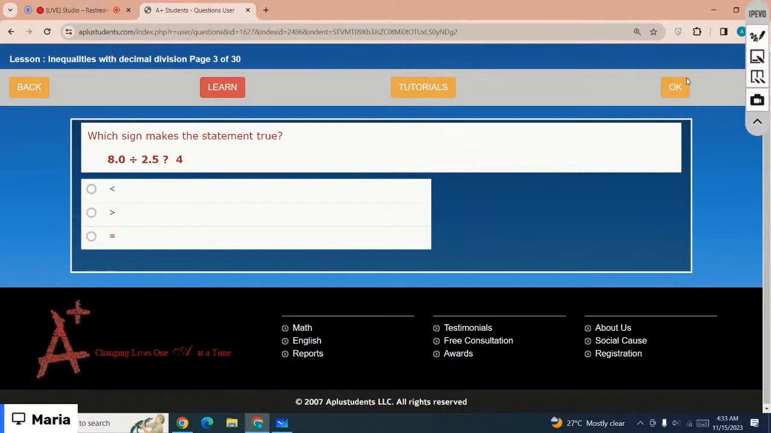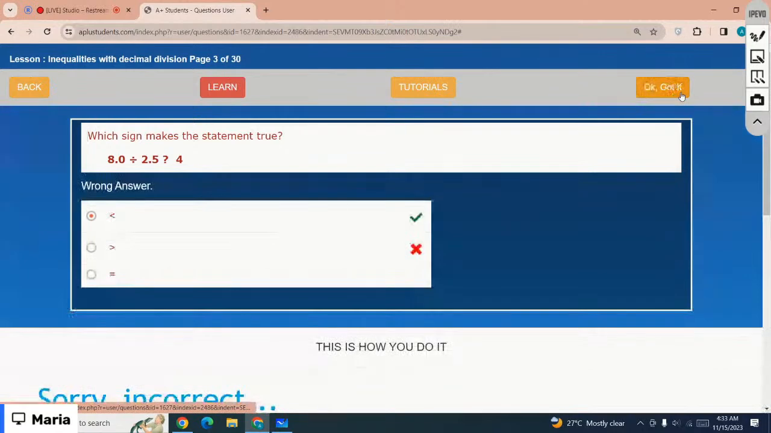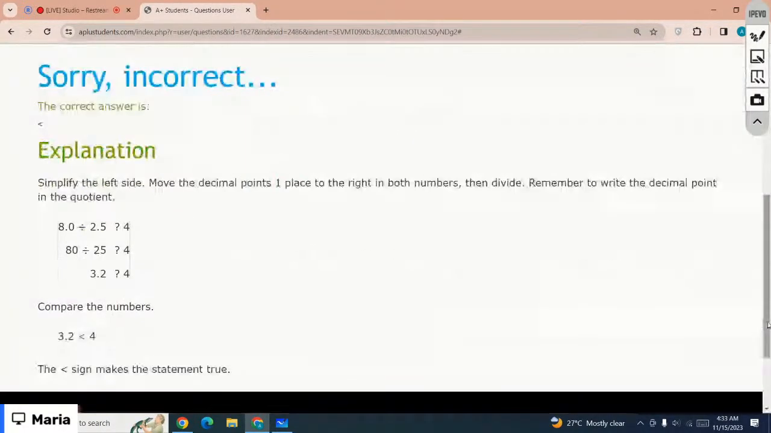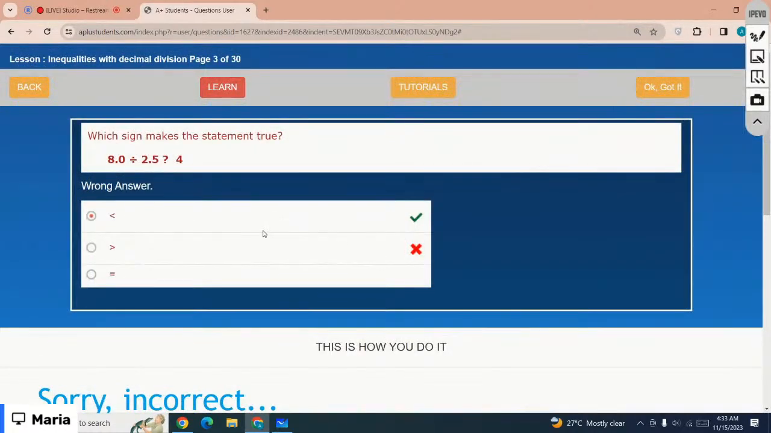Obviously 8 is greater, right? The correct option is 8 is greater than 2.5 divided by 4. Very good. Oh, the greatest, this is the sign of the greater one. I selected the wrong option. Oh, you have to move the decimal point, so it would be then 80 over 4. So yes, 8.